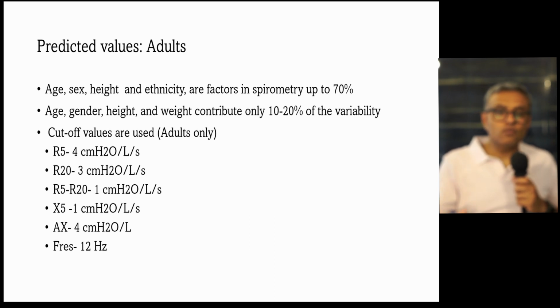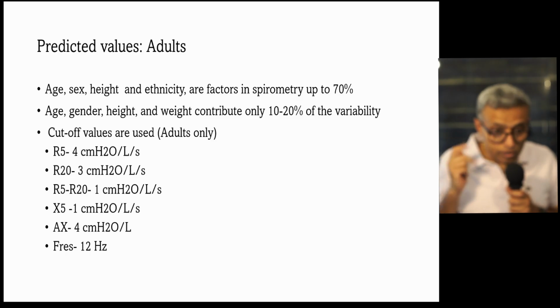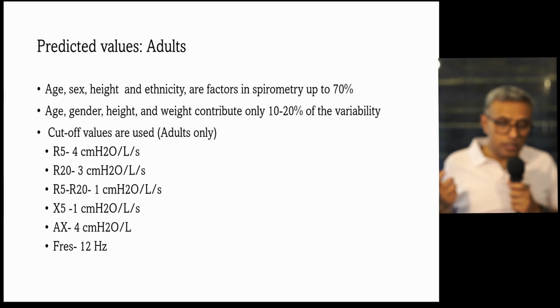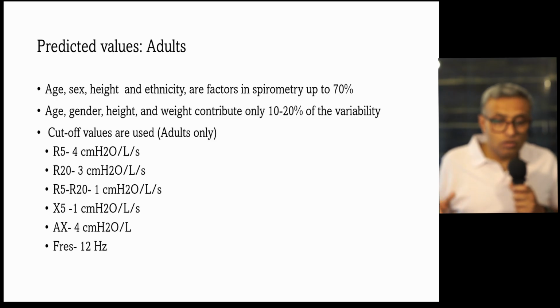And let's understand the predicted values in adults. It largely depends on the age, sex, height, ethnicity, and many factors in spirometry, up to 70%. The same factors that affect spirometry also affect oscillometry, as age, gender, height, and weight contribute only 10 to 20% of the variability. It's mostly the height which influences oscillometry. The cutoff values which are used for adults: R5 is about 4 centimeters of water, R20 is 3, R5 minus R20 is 1, X5 is 1, AX is 4, and FRES is 12.